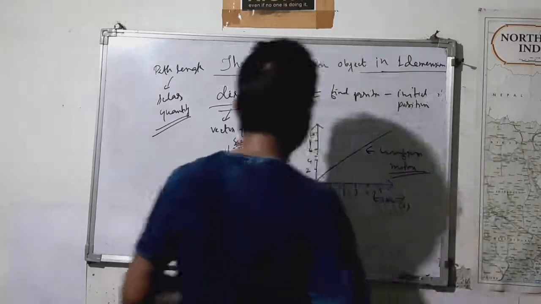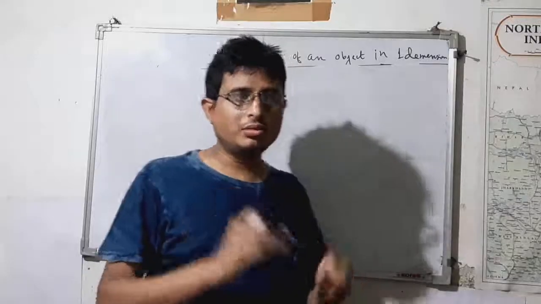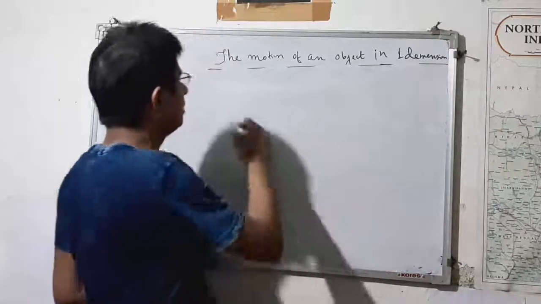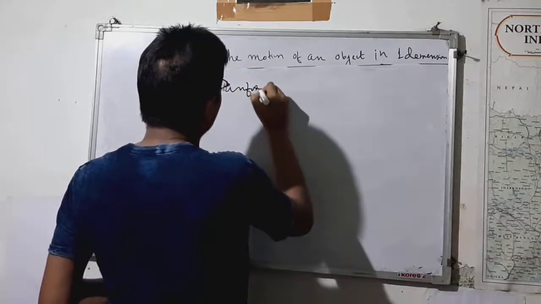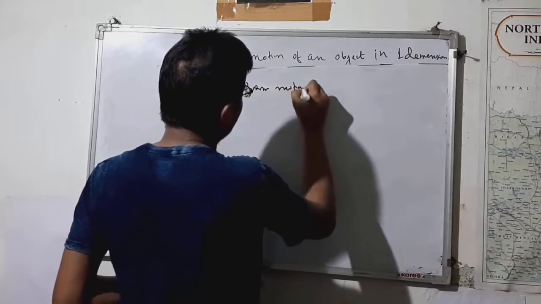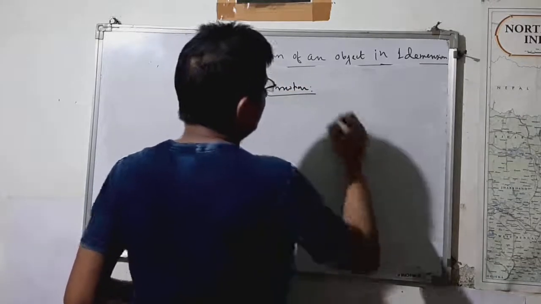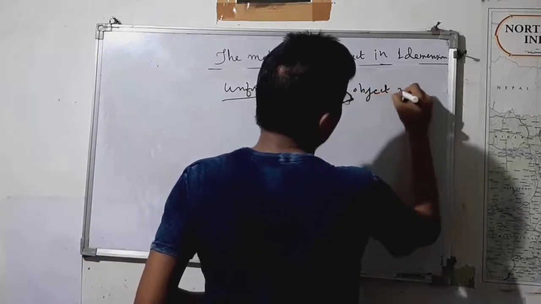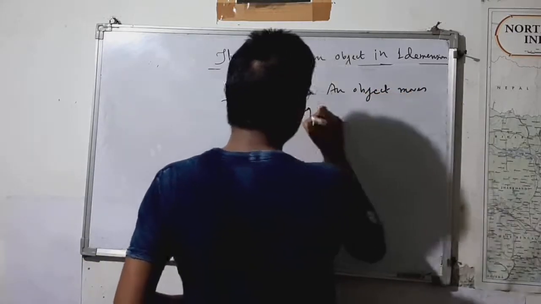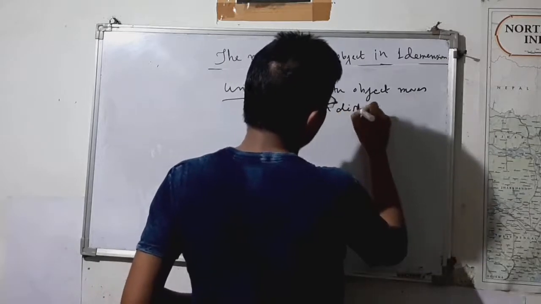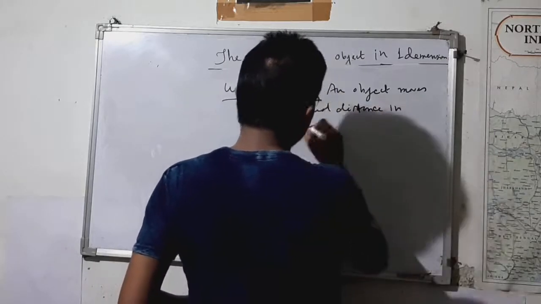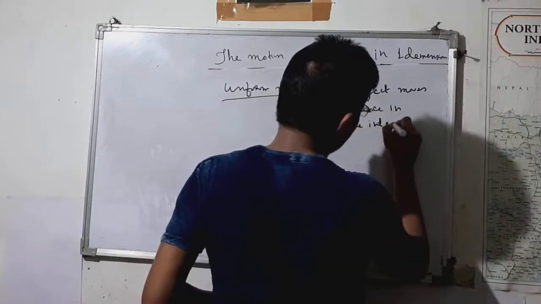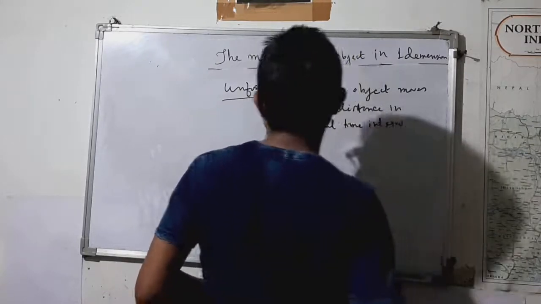Uniform motion is a type of motion where an object moves equal distance in equal time interval. Okay.